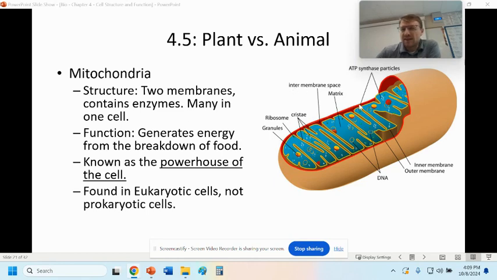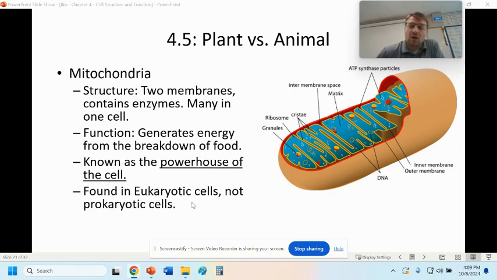I don't really like that name just because it's kind of misleading or maybe hard to understand. They generate our energy. That's what the whole analogy is. The powerhouse, or like the power plants of a city or a state. These are the power plants of a cell, and they have 2 membranes, and they are full of enzymes. And there are many in one cell, and their whole function is to generate energy from the breakdown of food.